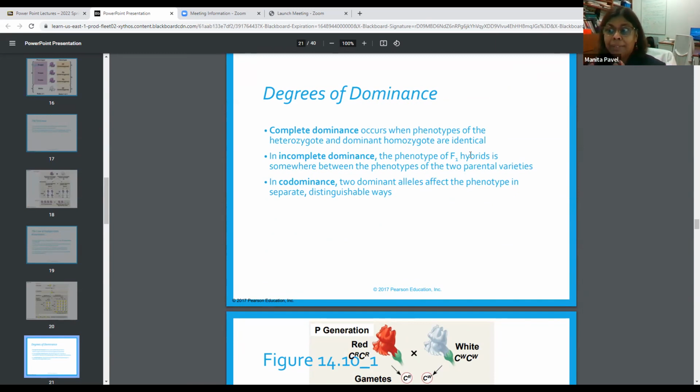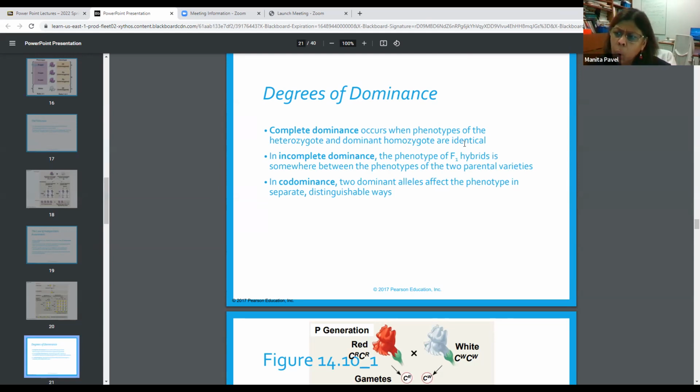But look at the scientific jargon of terms. We say when phenotypes of the heterozygote and dominant homozygote are identical. We don't understand anything. But to put into context, the law of complete dominance states that one trait is completely dominant over the other. For example, purple flowers are completely dominant over white flowers.